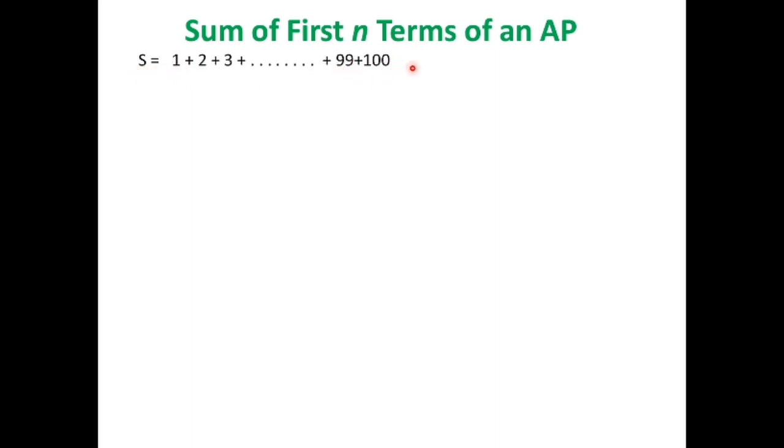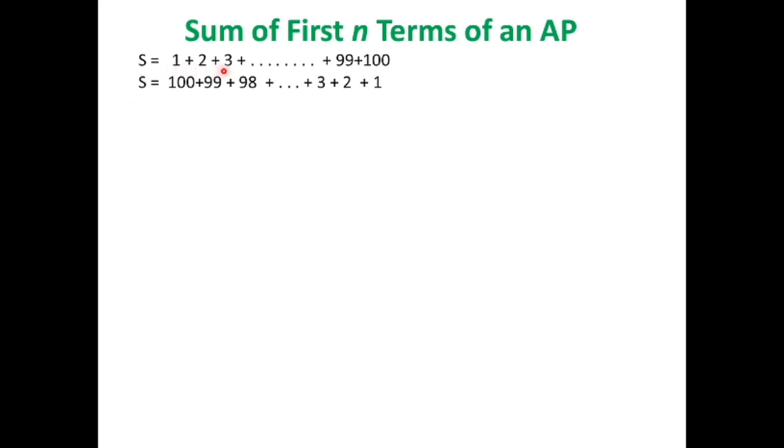Here n value is how much? 100 terms, first 100 terms. So here we have to find 1 plus 2 plus 3 up to 99 plus 100. This is S value. Means in this example we have to find S value. But how will we find S value in this method? Look here, what I wrote here.